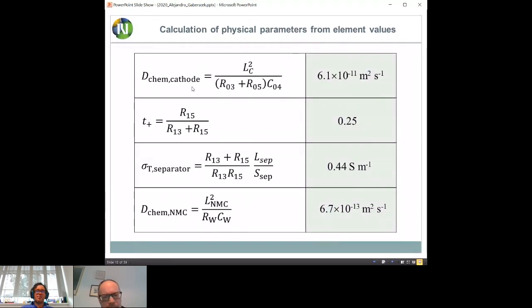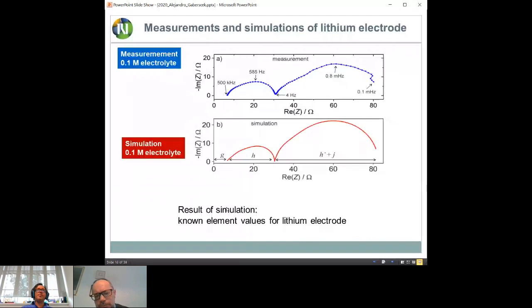So here is chemical diffusion coefficient, transport number, conductivity of electrolyte and separator, and chemical diffusion coefficient in the NMC. These are 4 examples. Then you can repeat the story with lithium. Someone who has done some simulation of lithium battery, lithium metal, will see soon that this is really very extended semicircles, and I will show you later on very briefly that these correspond to porous dendritic lithium.